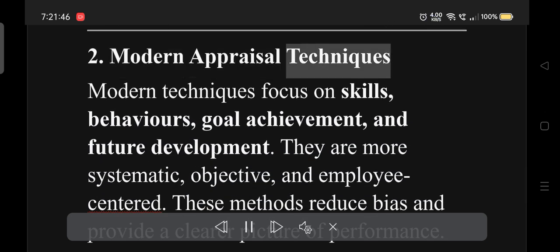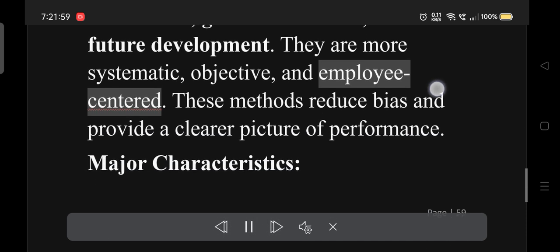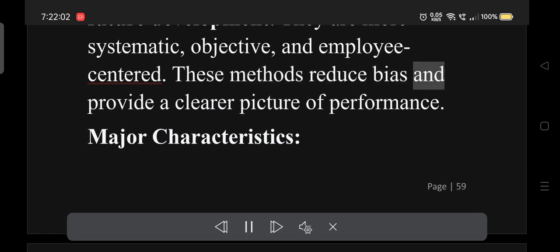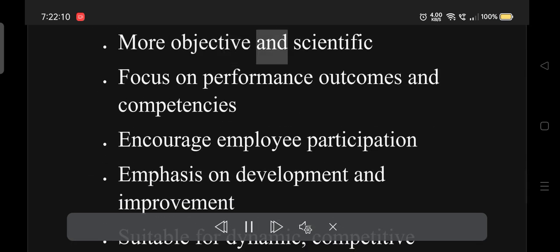2. Modern appraisal techniques. Modern techniques focus on skills, behaviors, goal achievement, and future development. They are more systematic, objective, and employee-centered. These methods reduce bias and provide a clearer picture of performance. Major characteristics: more objective and scientific. Focus on performance outcomes and competencies. Encourage employee participation. Emphasis on development and improvement.